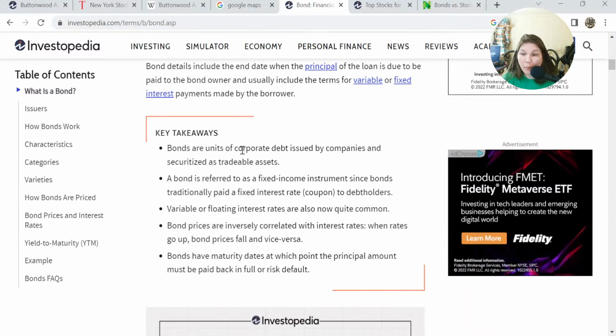Bonds are units of corporate debt issued by companies and securitized as tradable assets. A bond is referred to as a fixed income instrument since bonds traditionally paid a fixed interest rate, coupon, to debt holders. Variable or floating interest rates are also now quite common.